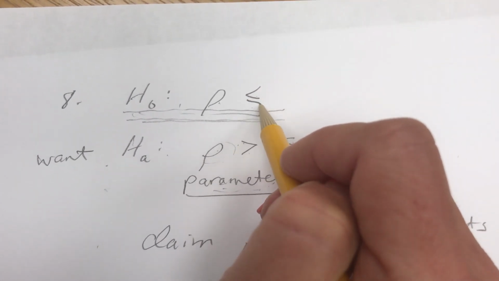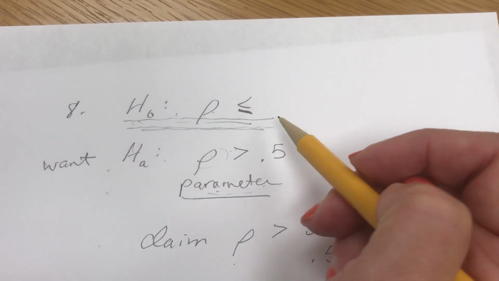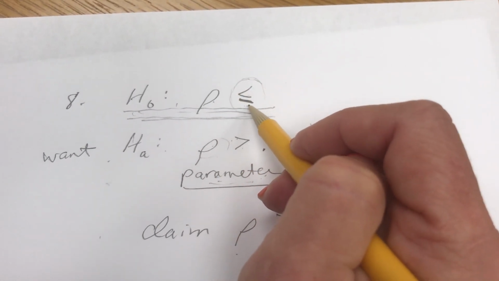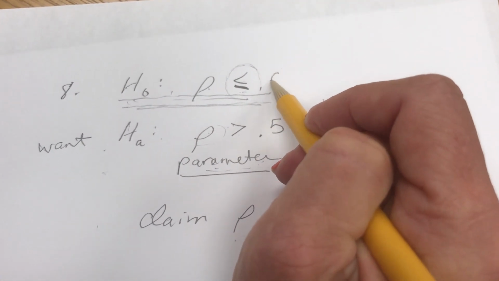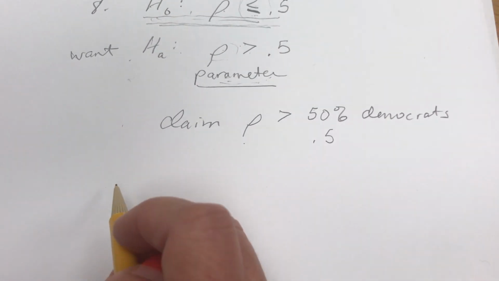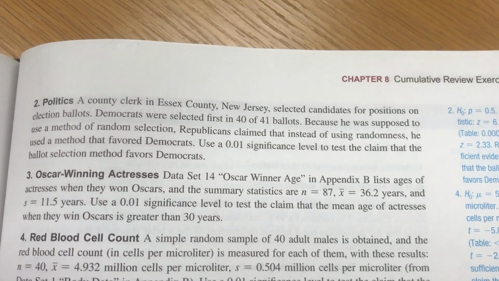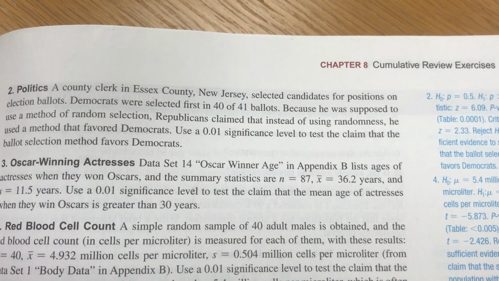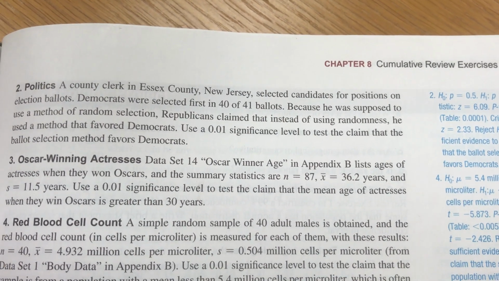And this always has equality in it for me, because that's where we're going to claim is the center of our distribution, from the equal sign. So the complement is less than or equal to. I'm going to check, let's see, some statistics. They have basically a sample here of 41 ballots and a count of 40 Democrats.